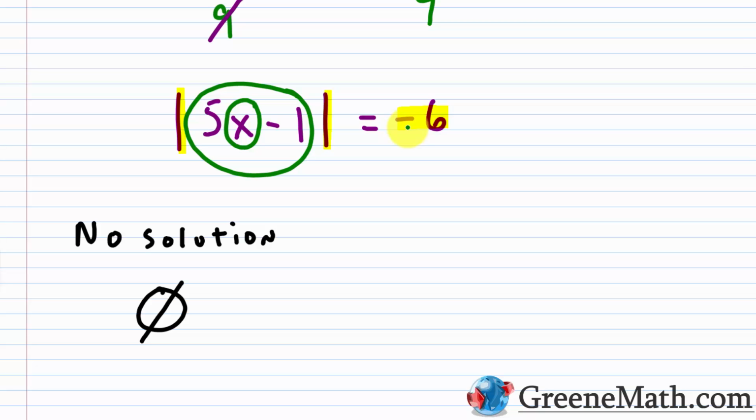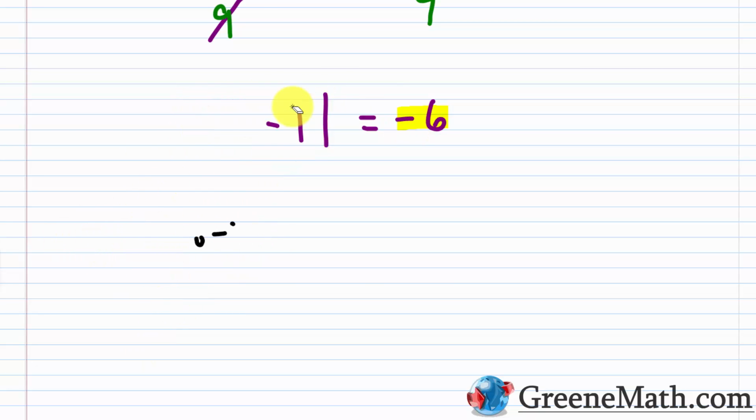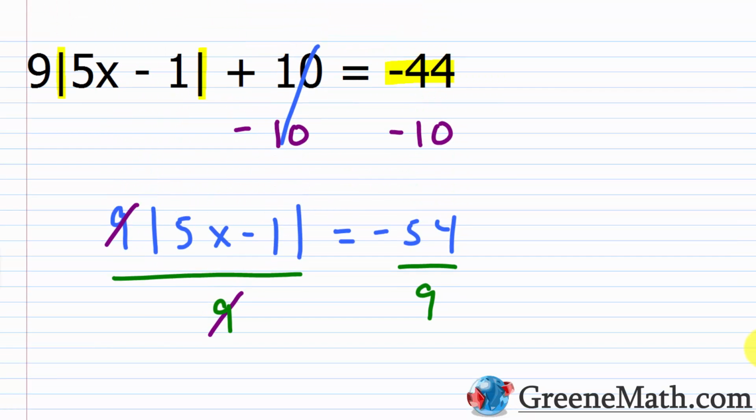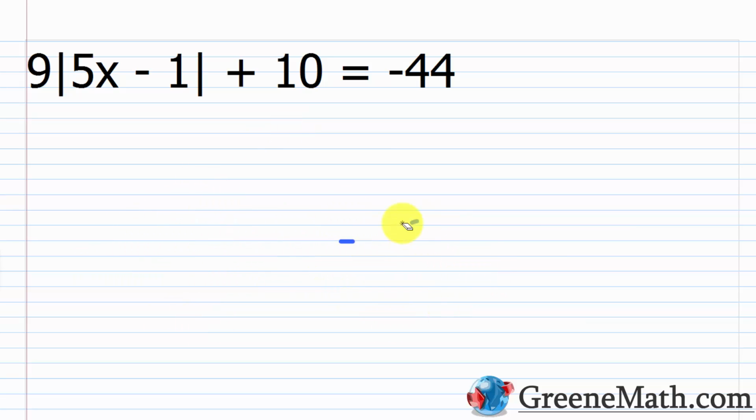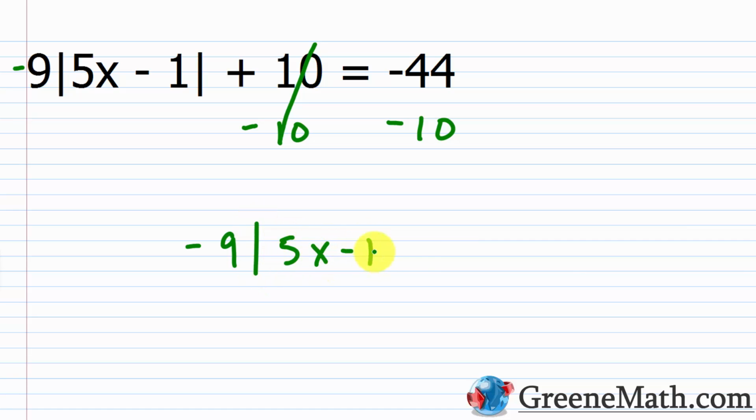Now, let me show you one thing real quick. Just want to make sure we're crystal clear on this before we move on. If, for example, I change this problem to a negative out in front, you will have a solution. Okay, let's work through that real fast. I'm not going to go all the way through, but I'll just show you. If I subtract 10 away from each side here, that would cancel. I'll have -9 times the absolute value of 5x minus 1 is equal to -44 minus 10, which is -54.